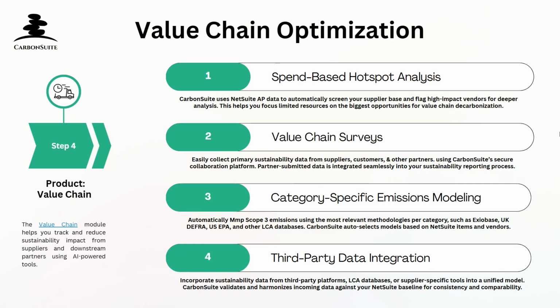So the idea is that when you get into step 4 on your journey, you're starting to go deeper and map your value chain to further understand not just the impacts from your own operational emissions, your own operational boundary, but outside of that into your value chain to figure out where you can drive more sustainability impacts within your value chain.